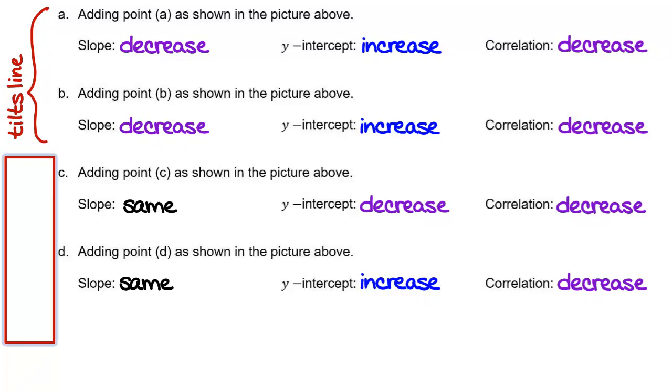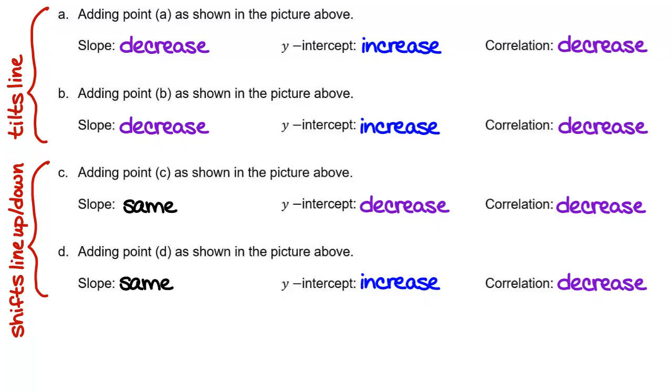Points C and D, we shifted the line up or down. My slope stayed the same, or should have stayed the same. The y-intercept changed based on the direction that I put the point in. If I put the point up above, my y-intercept went up towards that point. If I put the point below, the y-intercept went down.